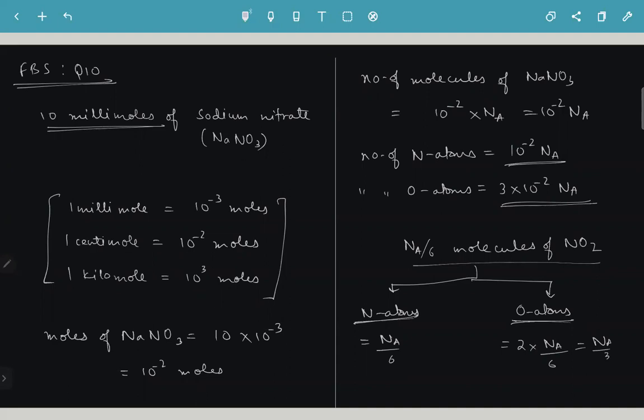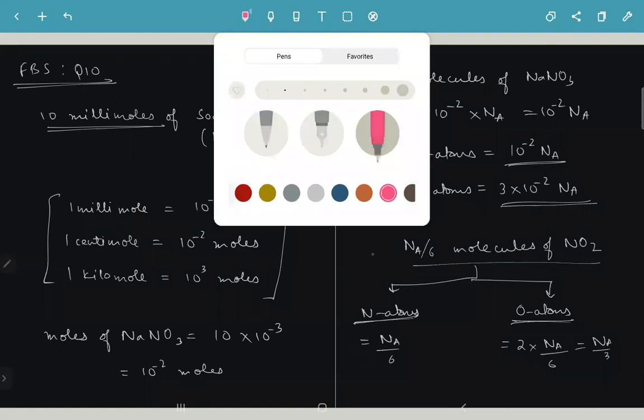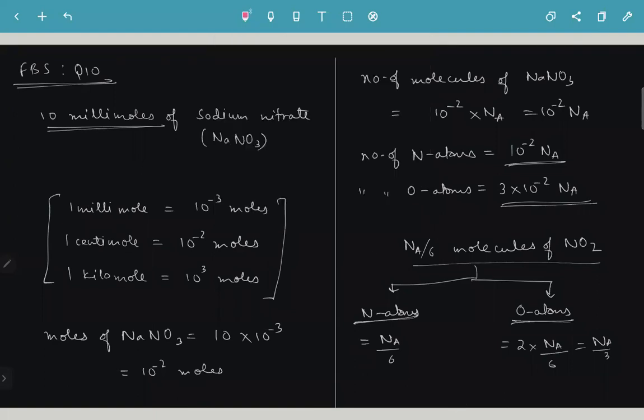So we'll add the number of nitrogen atoms. Total number of nitrogen atoms will be 10 raised to minus 2 Na plus Na by 6, and total number of oxygen atoms will be 3 into 10 raised to minus 2 Na plus Na by 3. We'll add these two to get the total number of nitrogen atoms and total number of oxygen atoms. आ रहा है समझ में?